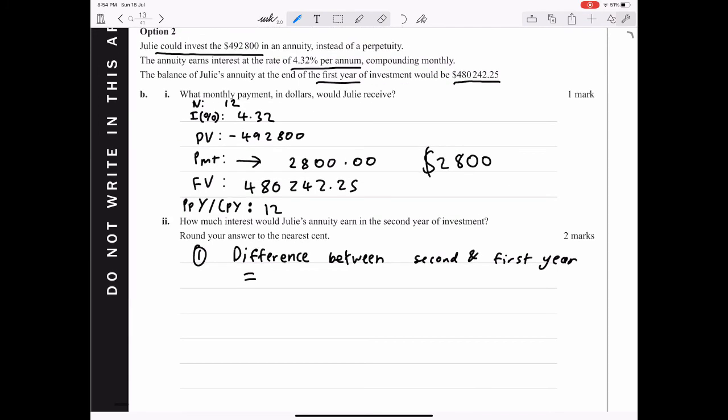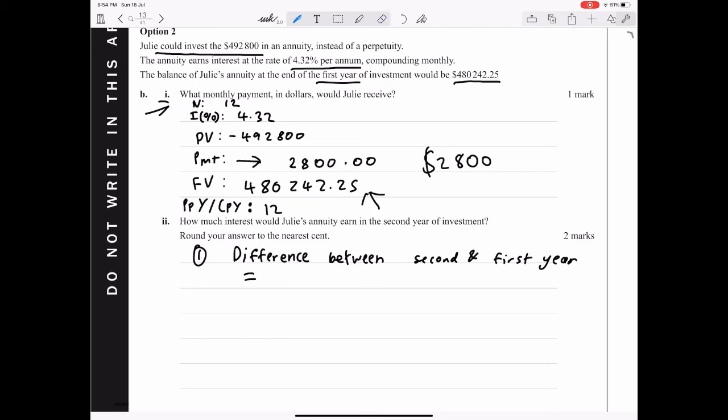How much interest would Julie's annuity earn in the second year of investment? Round your answer to the nearest cent. So the first step to find how much interest Julie's annuity would earn in the second year of investment is to do the difference between the value of the second year minus the first year. So to find the value of the second year of the annuity, you'd sub N is 24, and to find the value of the first year, you'd sub N is 12, which is already over here.